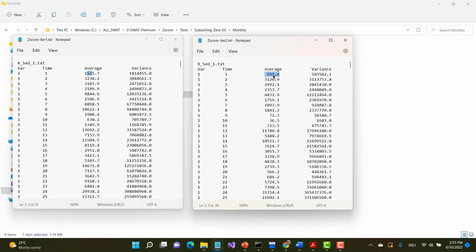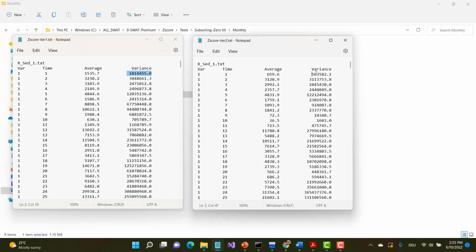So the average for that month, the average sediment yield is 659 here with zero till, and it was 1,535 for subsoiling for the status quo. SWAT is quite sensitive to subsoiling when it comes to sediment. And then these are the variances.